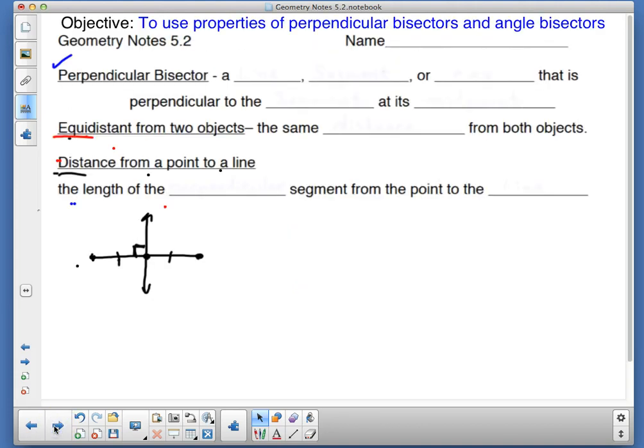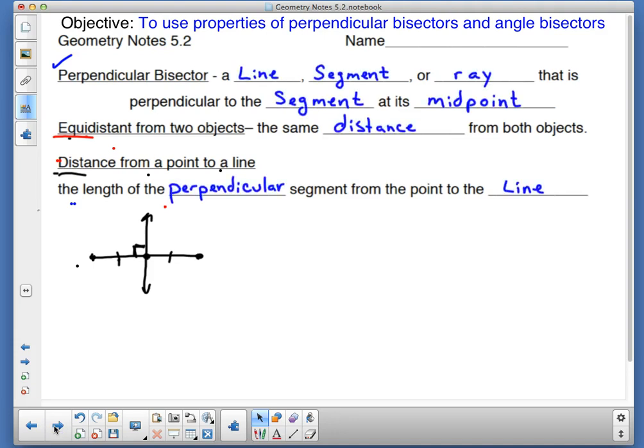Maybe. Go ahead, fill that in. Look at today's objective, to use properties of perpendicular bisectors and angle bisectors. That's where we're going. Oh, by the way, that assignment we just corrected, put your name on it if you're all done, and please hand it forward.